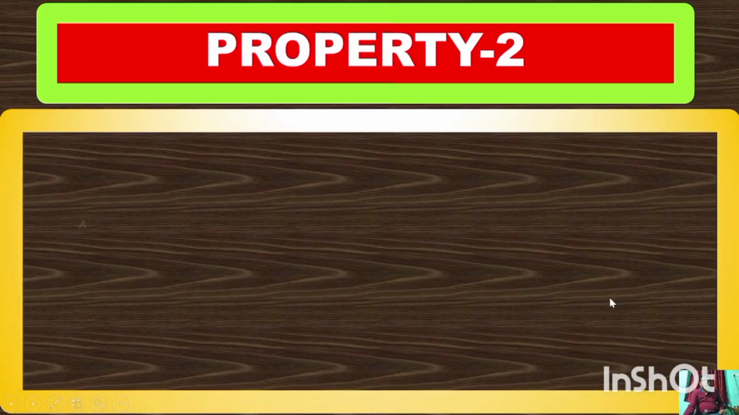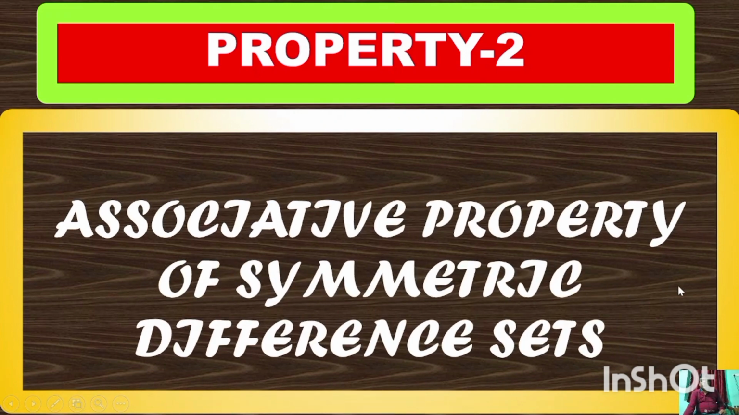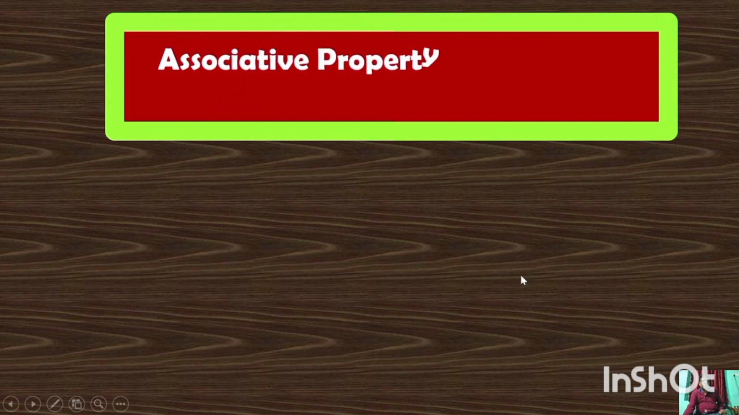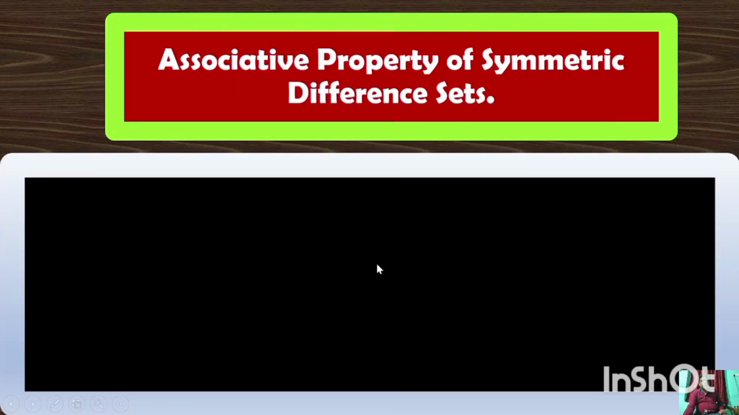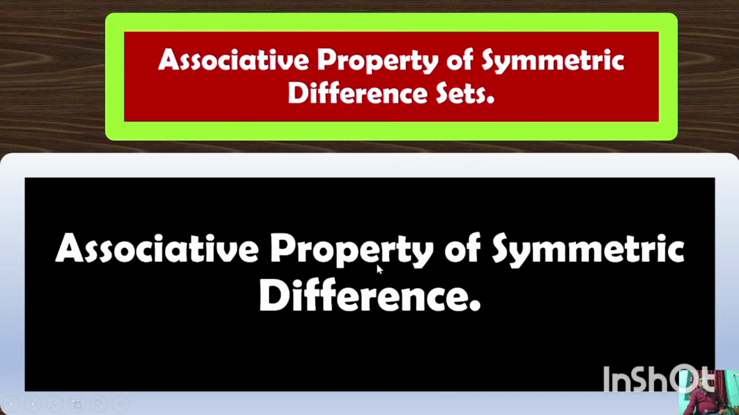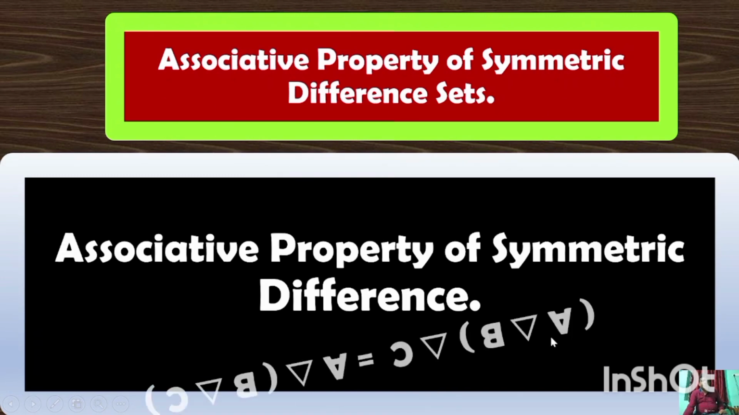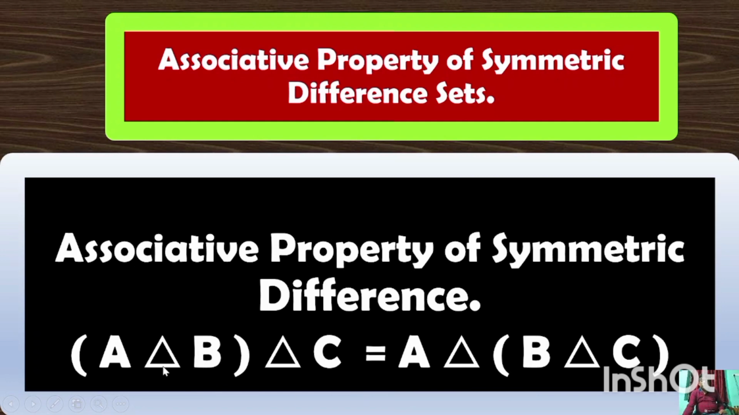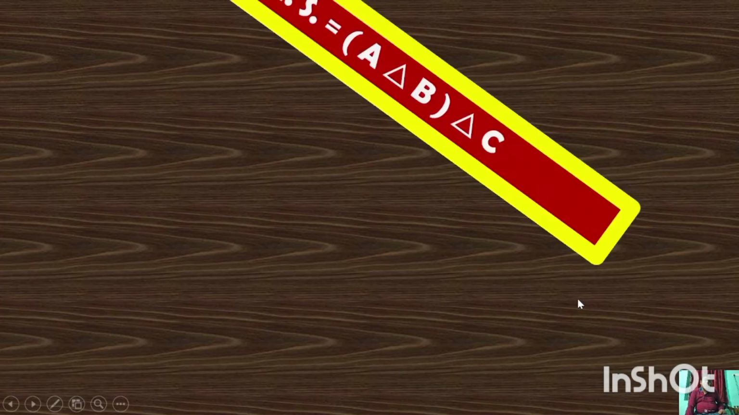And let's see another property: the associative property of symmetric difference. Do you think the symmetric difference set obeys the associative property? Yes. Another interesting concept. It means the symmetric difference set obeys the associative law: (A delta B) delta C is equal to A delta (B delta C). It obeys the commutative law as well as the associative property. We already proved the commutative one.